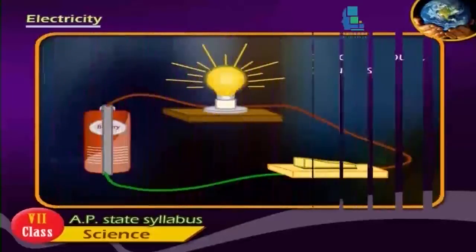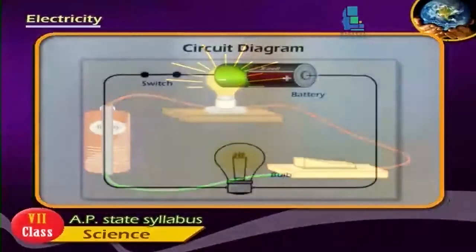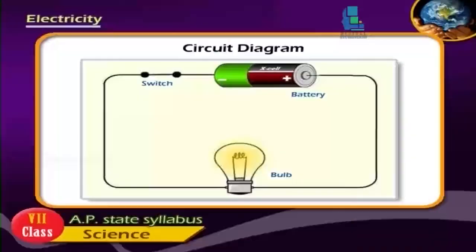Circuit diagram. A simple switch is used to close the circuit. A bulb, battery and switch are connected. A circuit using symbols is called a circuit diagram.